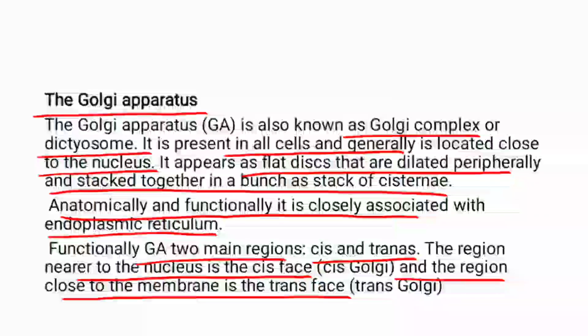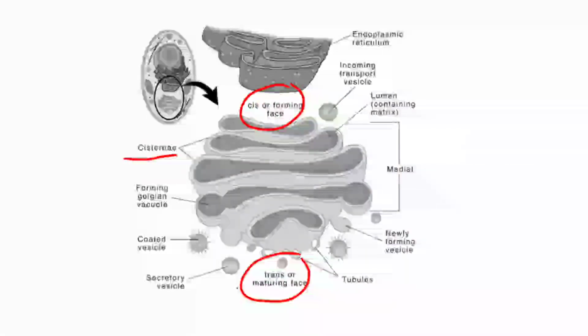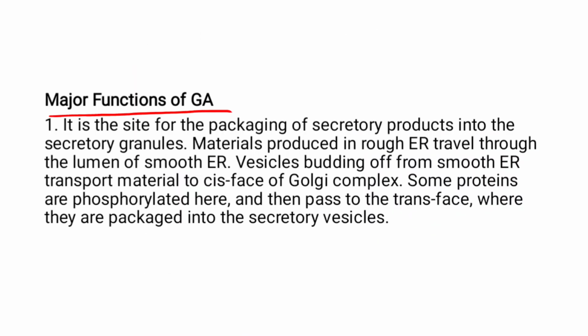So this is the structure of the Golgi apparatus, which is a folded structure made of what are called cisternae, and the structure facing towards the nucleus is called the cis face, and the structure which is facing the membrane is called the trans face. Major functions of Golgi apparatus.